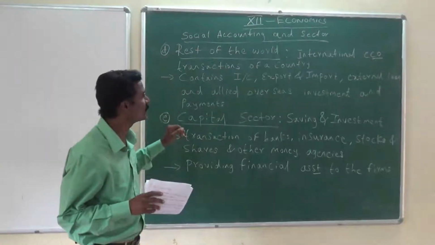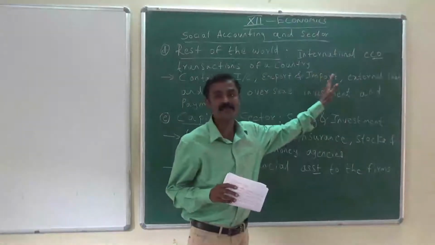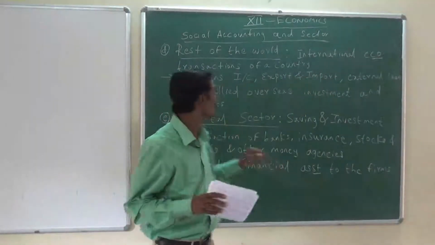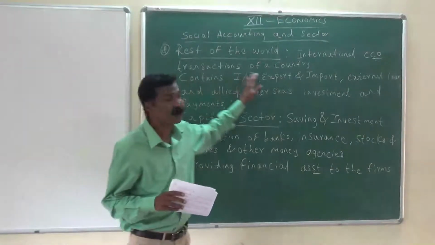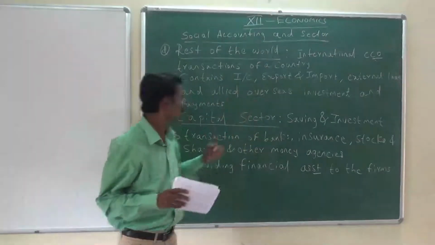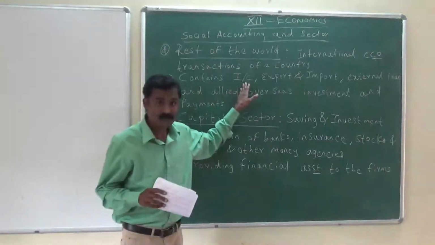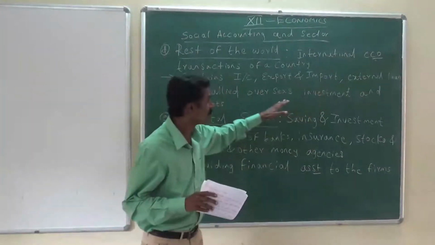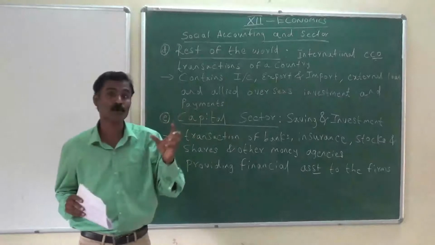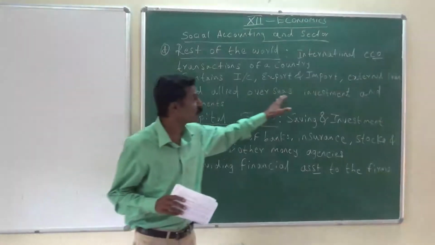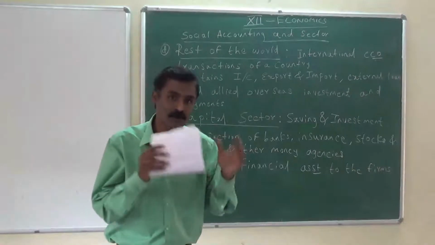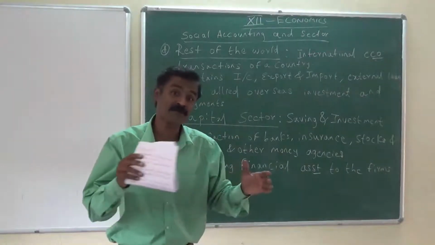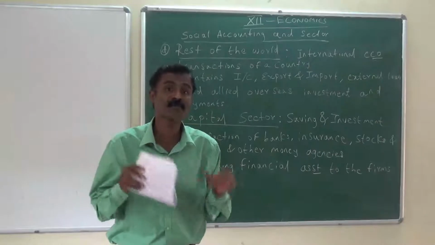So what is rest of the world? This is nothing but international economic activities. Now what is international economic activities? That means there are economic transactions of two or more countries. It contains income, export and import, and external loans, that is taking a loan from the World Bank, and overseas investment. That is, 2 or 3 countries come together and invest in one particular project which will be beneficial for all the countries that have been included.